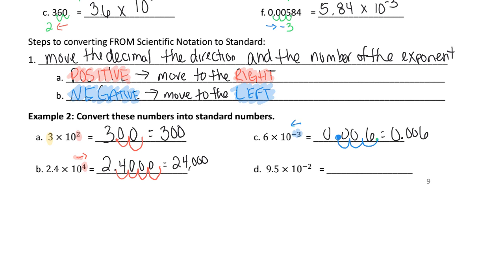Okay, let's do one more. So again, our decimal is negative. So that means we go to the left twice. So we start with a 9.5. And we move it to the left once, twice. That means our decimal's there. So you have 0.095.